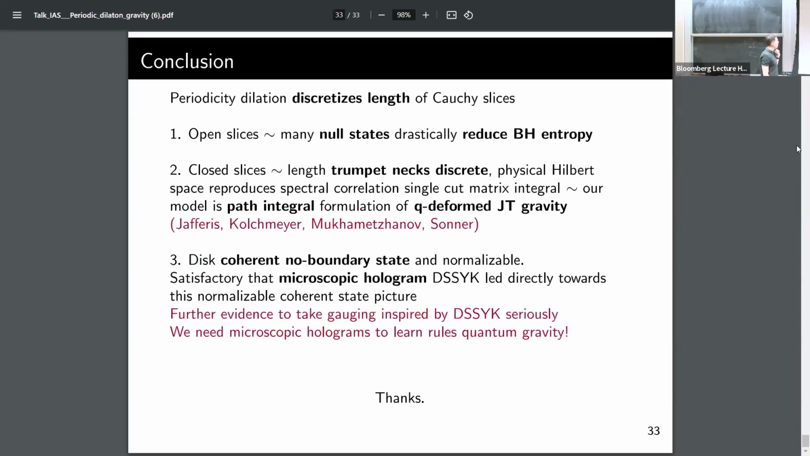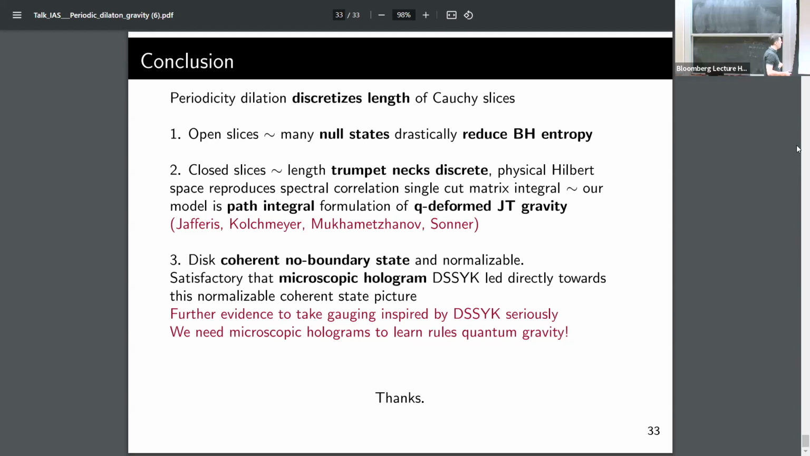So, a conclusion of the lessons we learned. The theories with the periodic dilaton potential have discrete length of their Cauchy slices. For open slices, we find that there are many null states, and particularly negative n become null states, and this drastically reduces the entropy of black holes, which is semiclassically very surprising. It seems to be a general feature. For closed slices, in these theories we have discrete lengths of the trumpet. The physical Hilbert space reduces spectral correlations reminiscent of a single cut matrix integral, which suggests that our model is a path-integral formulation of q-deformed JT.